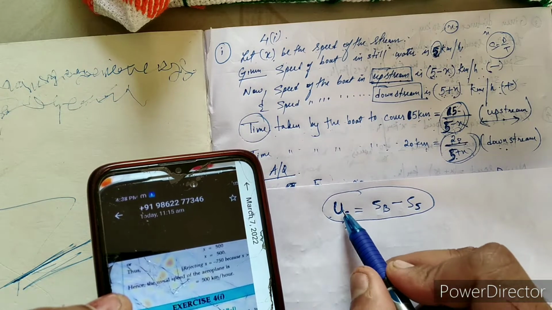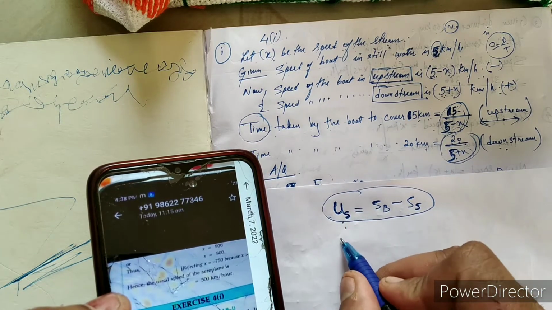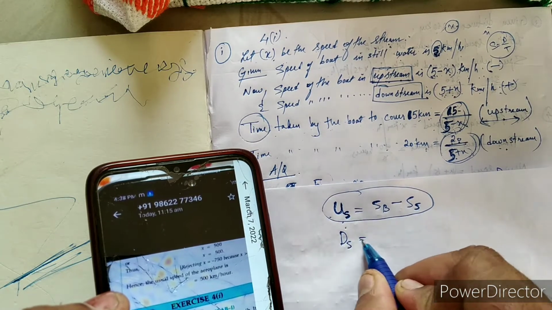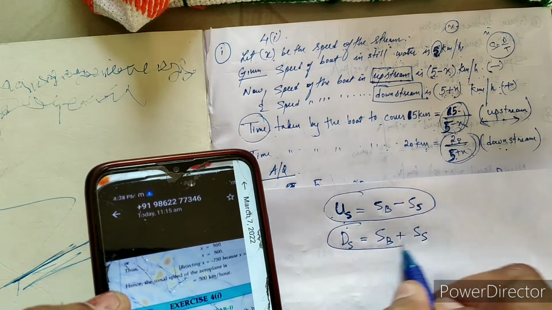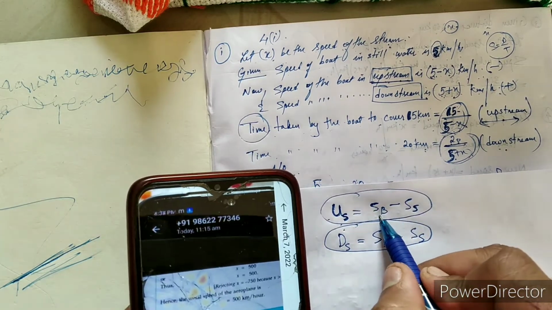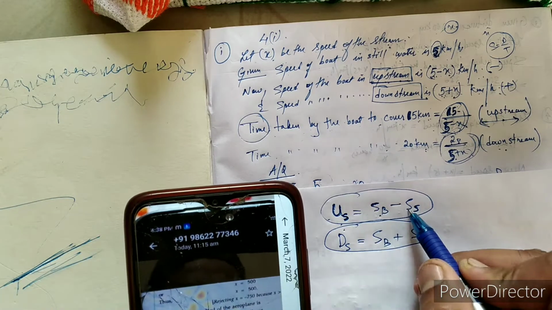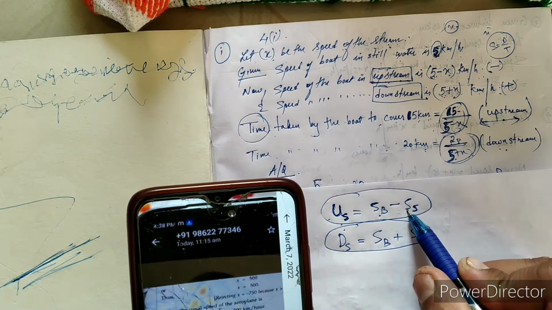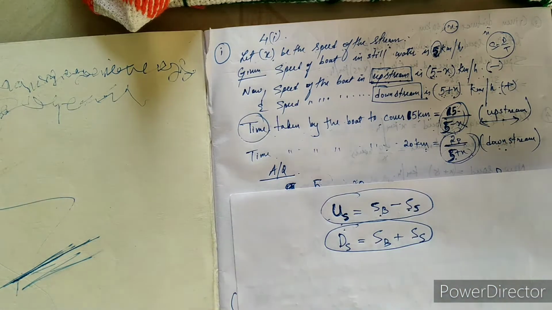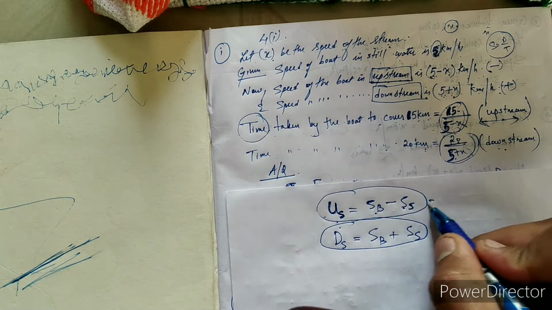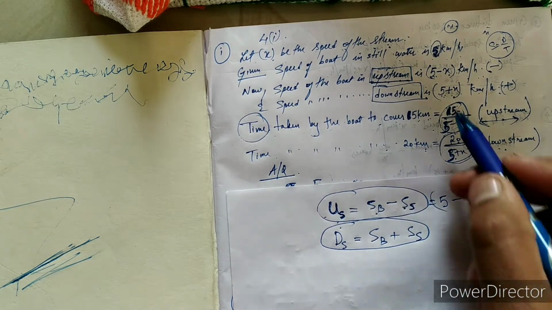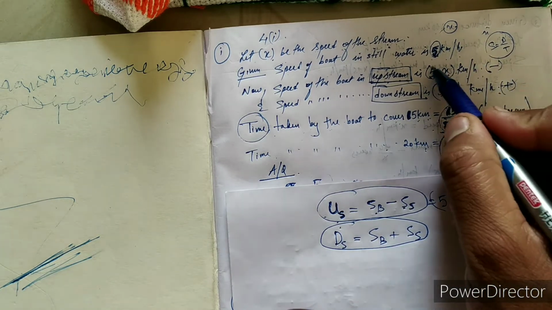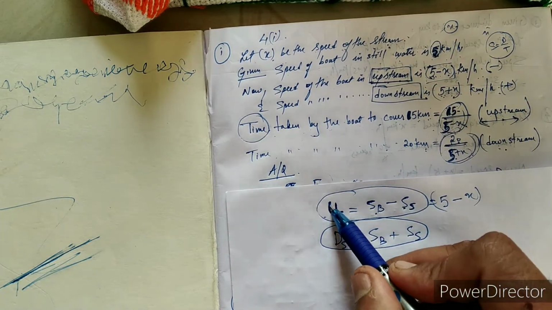U means upstream, D means downstream speed. This will be your SB plus SS. Why am I writing SB plus SS? This SB is the speed of the boat in still water, and this is the speed of the stream. Normally the speed of the boat in still water is 5, so this will be 5 minus speed of the stream, which is x. That's why we got 5 minus x here. This is just for you to understand it.